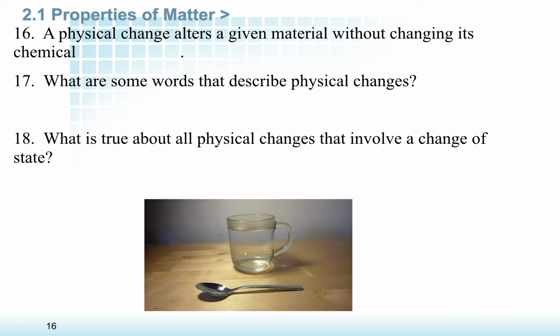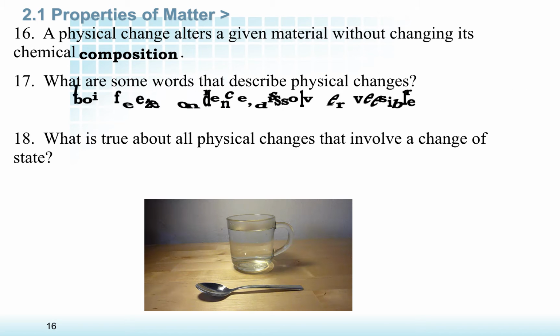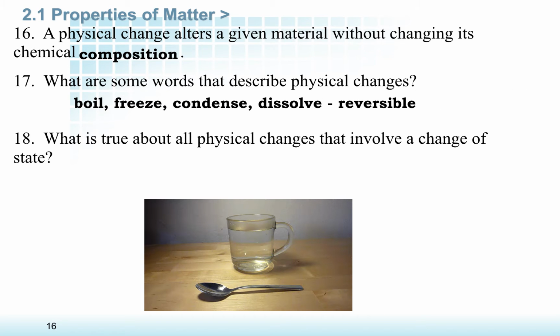A physical change alters a given material without changing its chemical composition. Some words that we use to describe physical changes are boil, freeze, condense, dissolve. Those are reversible physical changes. So I can add energy to get them to happen, or I can take energy out to get them to go the opposite way. Grind, cut, break, and crush are considered irreversible physical changes because if you break a glass, you're not going to be able to unbreak it.